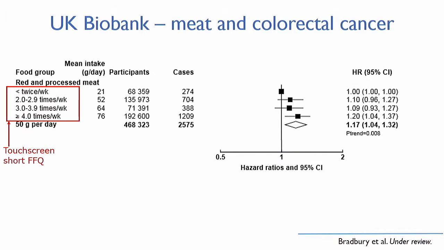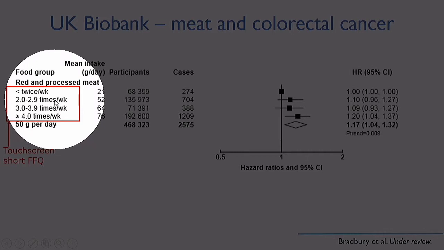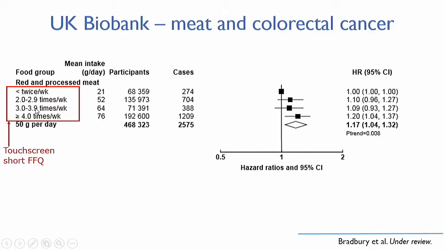I just want to show a little bit about what we did with this data. This is UK Biobank. It's work that's under review at the moment on meat and colorectal cancer. Well, the paper's on diet, but this is meat. So what we did is we looked at what people said at the touchscreen, how often they said they consumed red and processed meat. We categorised all 500,000 participants according to what they said at the touchscreen questionnaire at baseline.